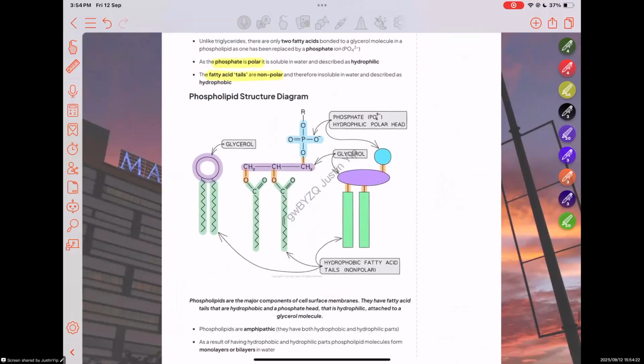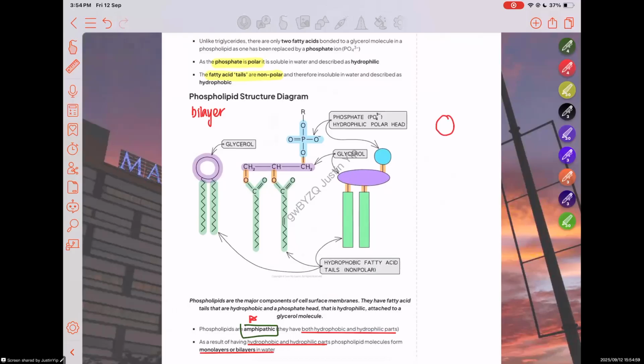So you will learn a word called amphipathic. It means that phospholipids have both hydrophobic and hydrophilic parts in the structure. We call it amphipathic. This one needs to be remembered. As a result of having hydrophilic and hydrophobic parts, they will form a monolayer or bilayer in water. That's why normally we say phospholipid bilayer.